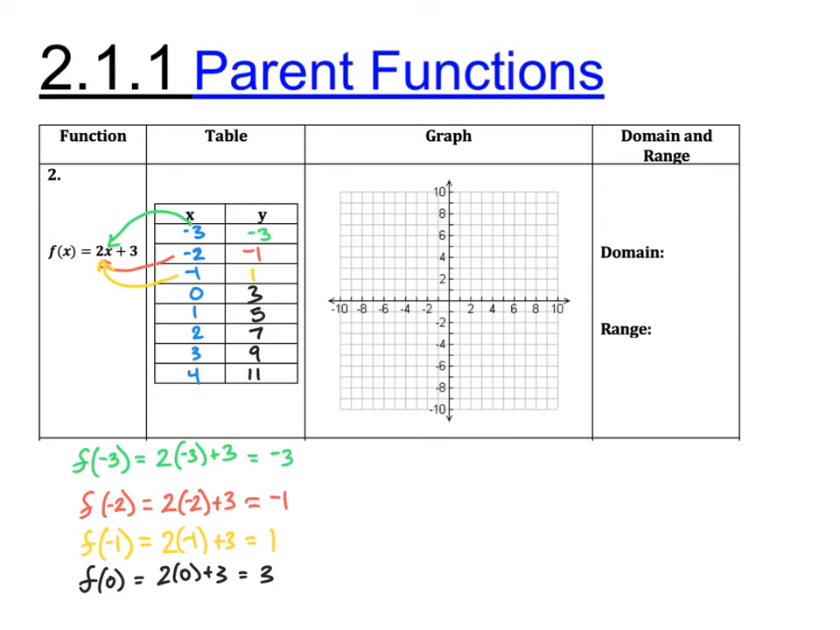All right, so now I'm going to graph those values. I have, again, negative 3, negative 3. But now I go to negative 2, negative 1. Negative 1, 1. 0, 3. 1, 5. 2, 7. 3, 9. Sorry, 3, 9 right there. Now, 4, 11 goes off this graph. So that's up here, all right?